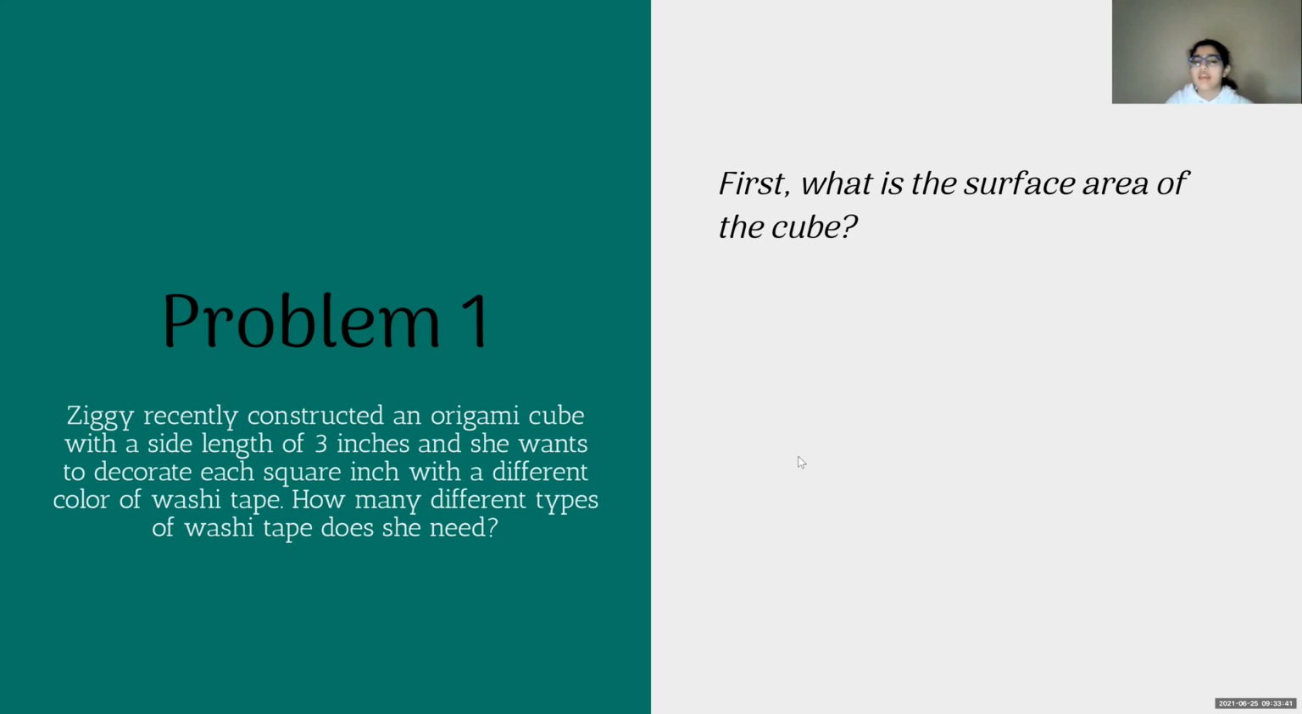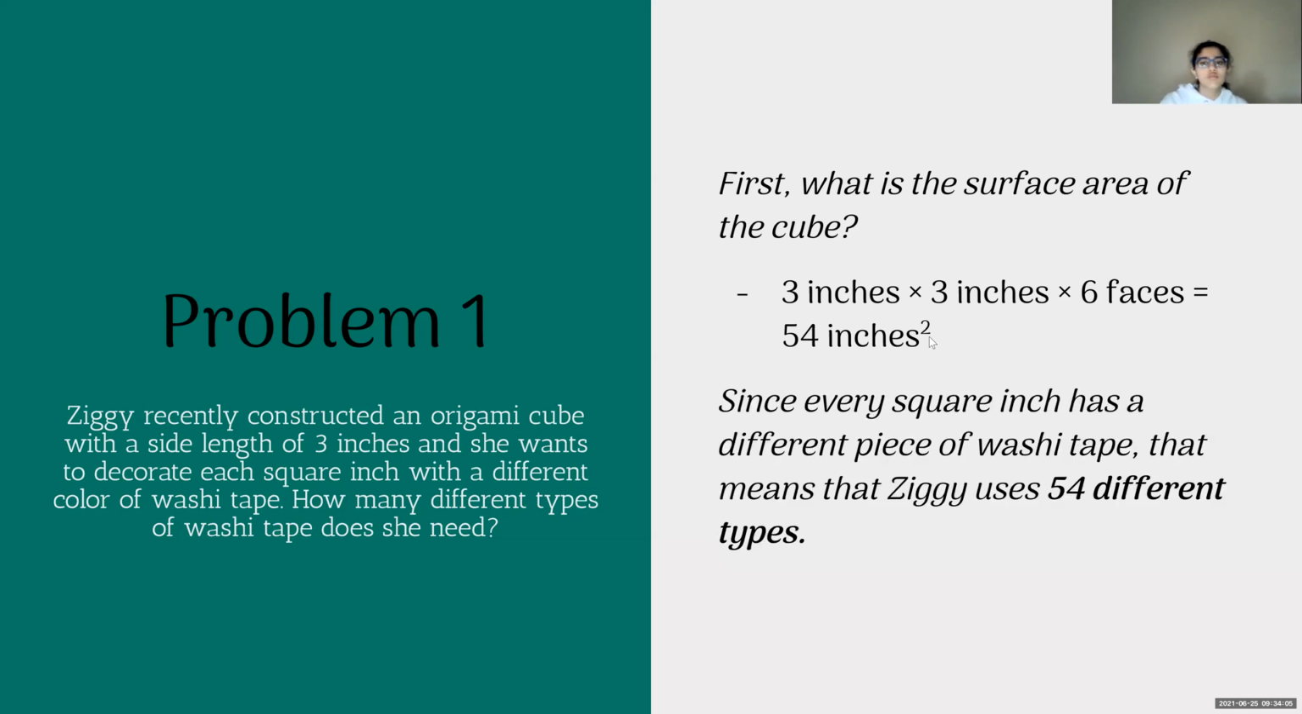Okay, so first we have to solve for the surface area of a cube. The surface area would be the sum of the areas of the sides. So we get 3 inches by 3 inches, the area of one side, multiplied by 6 faces. We get 54 inches squared in total. Every single square inch of the surface area has to have a different piece of washi tape, so that means Ziggy uses 54 different types. Good job, Charles and Wanda.